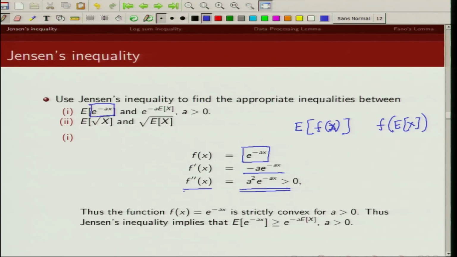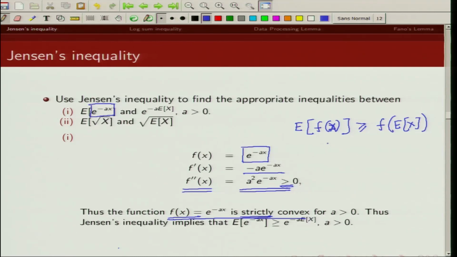So if the second derivative is greater than 0, what do we know about the function? We know that the function is a convex function. So then our f of x is a convex function, and it is a strictly convex function because the second derivative is positive. Okay. Now if it is a convex function, then we know the expected value of the function is greater than or equal to the function evaluated at the expected value of x.